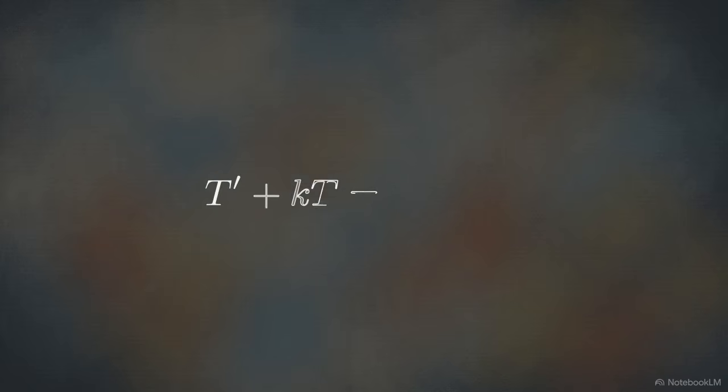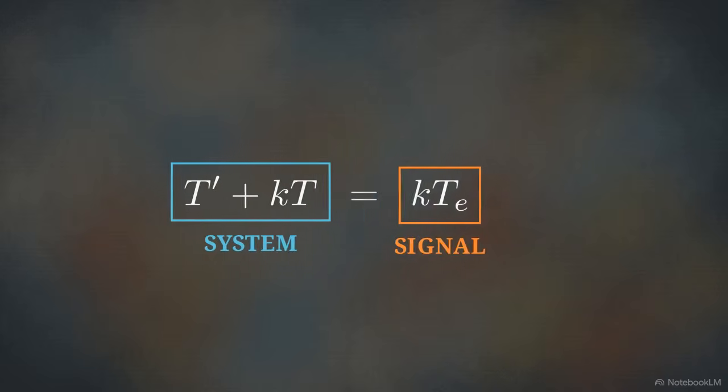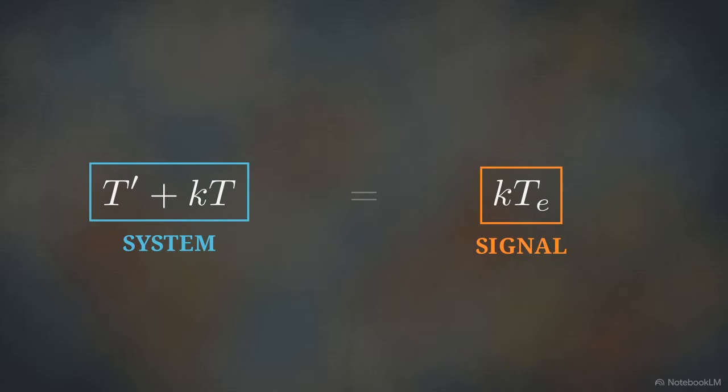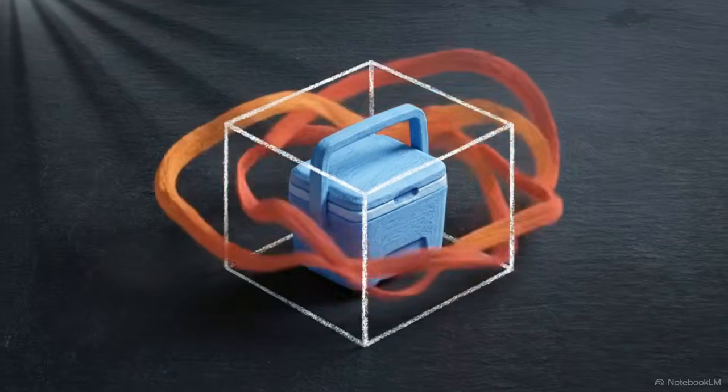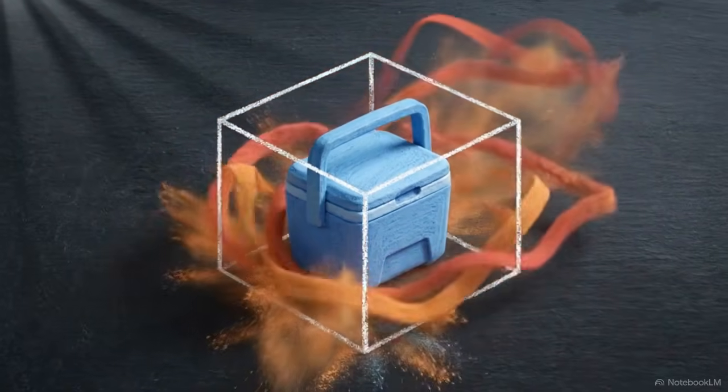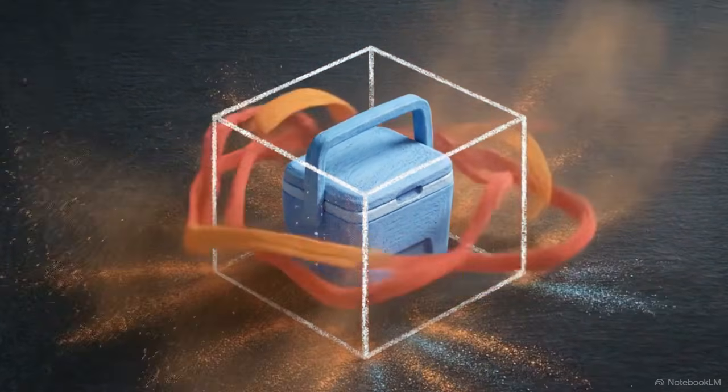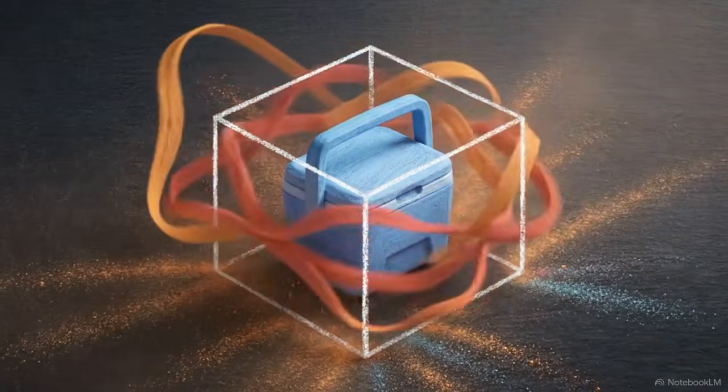If we go back to our melting cooler, we can see how this looks in practice. Notice how this equation is grouped into two halves. The left side is the system. It contains the current internal temperature and the physical properties of the insulation. The right side is the signal, the external ambient heat forcing its way into the box. This specific structure allows us to mathematically isolate an object, letting us calculate exactly how it will respond as the outside world fluctuates around it.